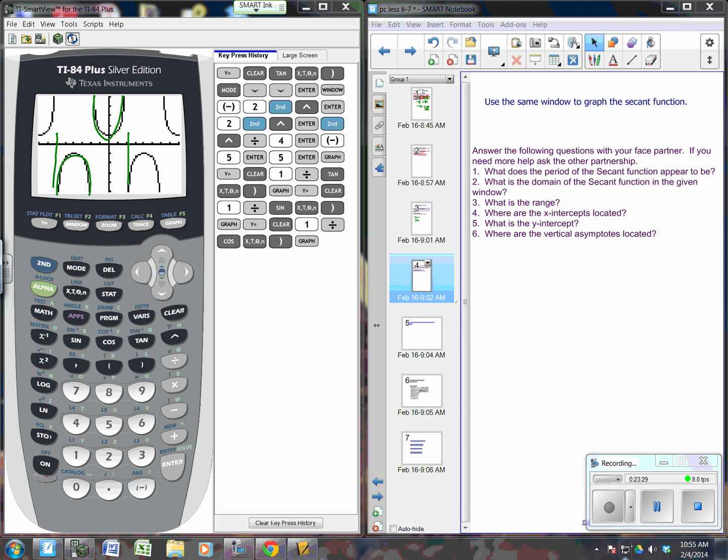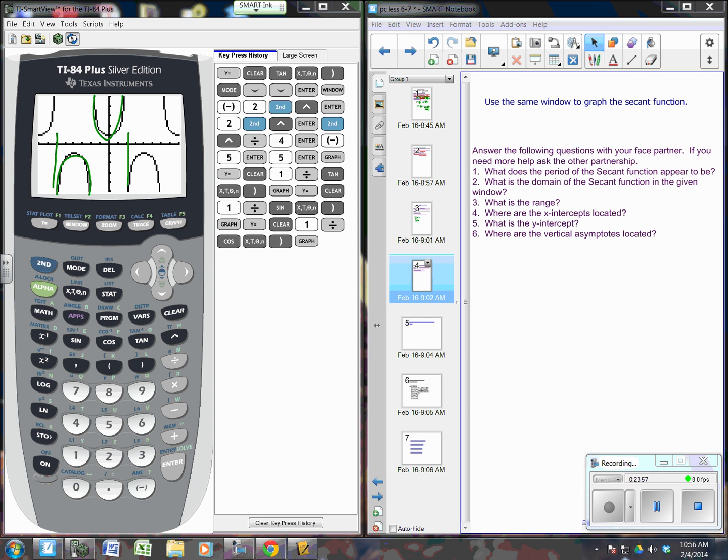Okay. Question number 3. Brooke, what is the range? Same as the last one. State it. How do you state it? Okay, less than or equal to -1 and, yep. So, did everybody get the range? Y is less than or equal to -1, y is greater than or equal to +1.